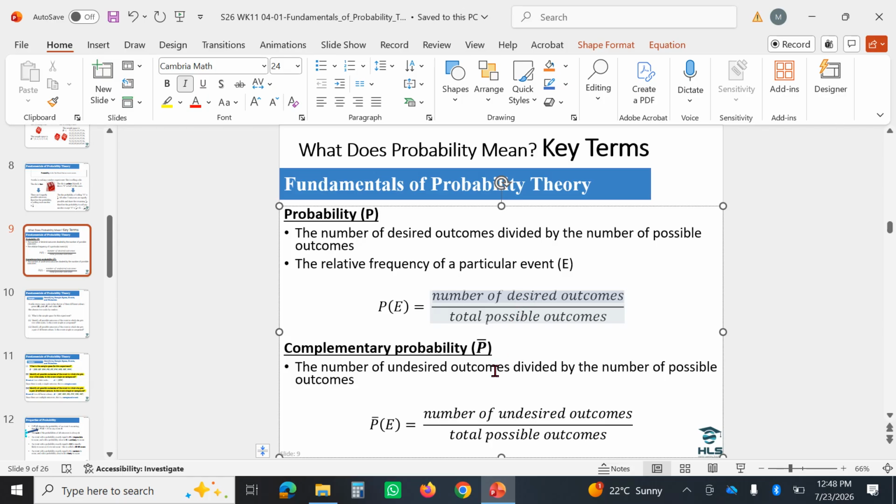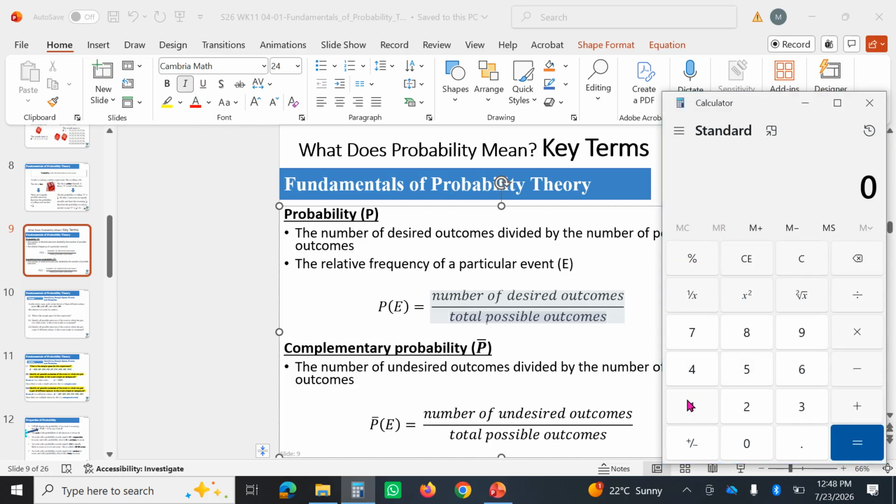There's also, I want to note here, what's called the complementary probability. And you'll see there P bar, P hat, whatever you want to call it. This is the probability of an event not happening. Okay, so if you look at this case here, if I want to roll a 5, right? There's 1 five on the dice. There are 6 possible outcomes. So 1 divided by 6, right? 1 divided by 6, and then times by 100.